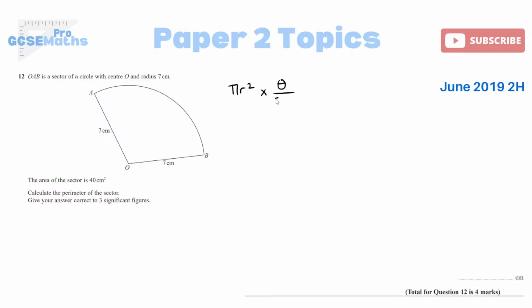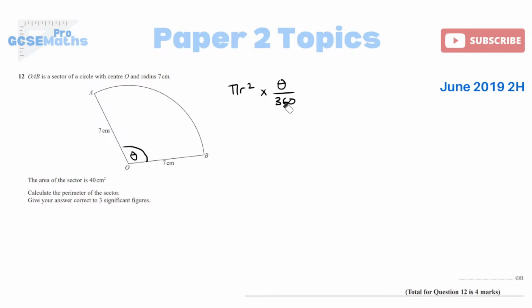I'm just going to use theta to represent the angle. You could use x if you want. This angle here over 360, because it's showing you a smaller proportion of the whole circle. A whole circle is obviously 360 degrees at the point at the center, isn't it? So I think that makes logical sense.